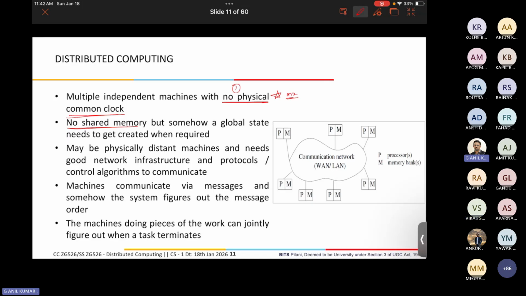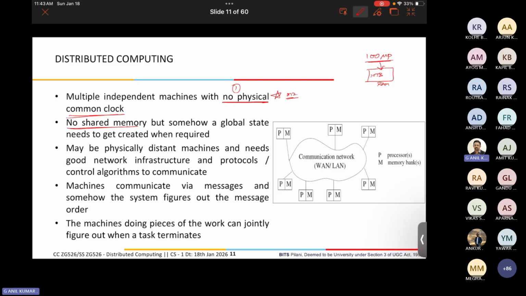No shared memory. If I say there are 100 processors participating in a task, could all 100 processors be communicating with a large pool of, let's say, 10 terabytes of RAM? Would that be possible? No.